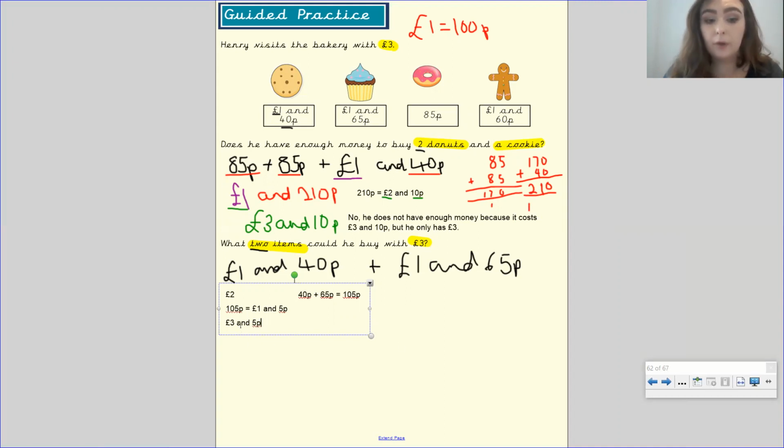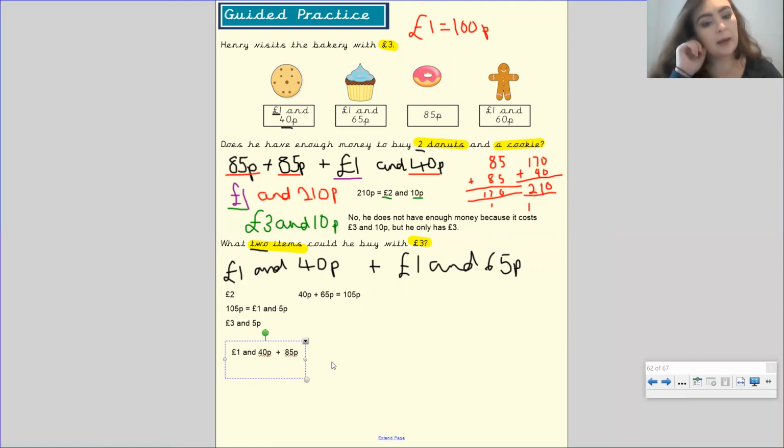Well done, he can't, because he has not got enough money. He's only got £3 and this is 5 pence extra. So let's have a look at the next one that we could do. So again, let's do the cookie, £1 and 40 pence. And then let's try the donut. Add 85 pence. So let's look at the pounds together first.